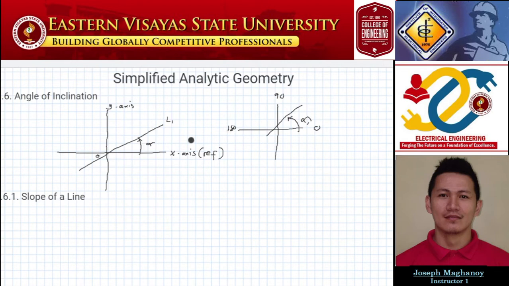Again, the angle of inclination is the angle from its reference line, the x-axis, to your line, moving counterclockwise. Since the angle of our reference point is from 0, it's clear that this angle is less than 90.